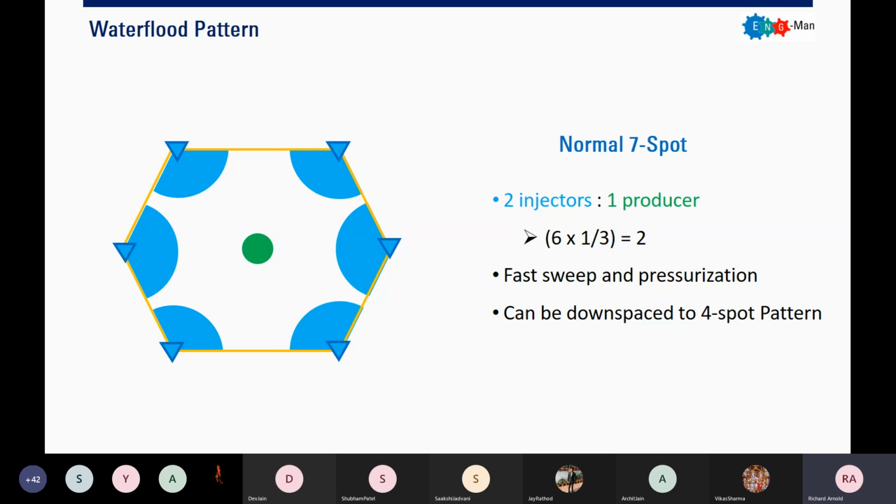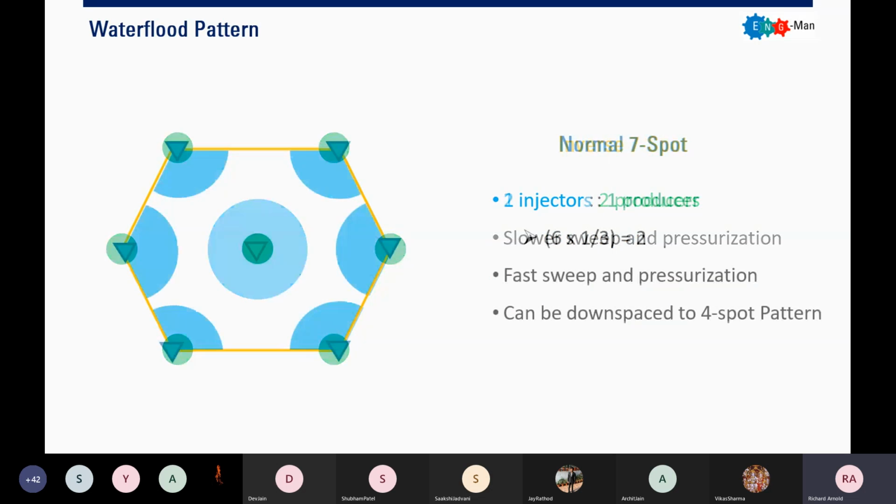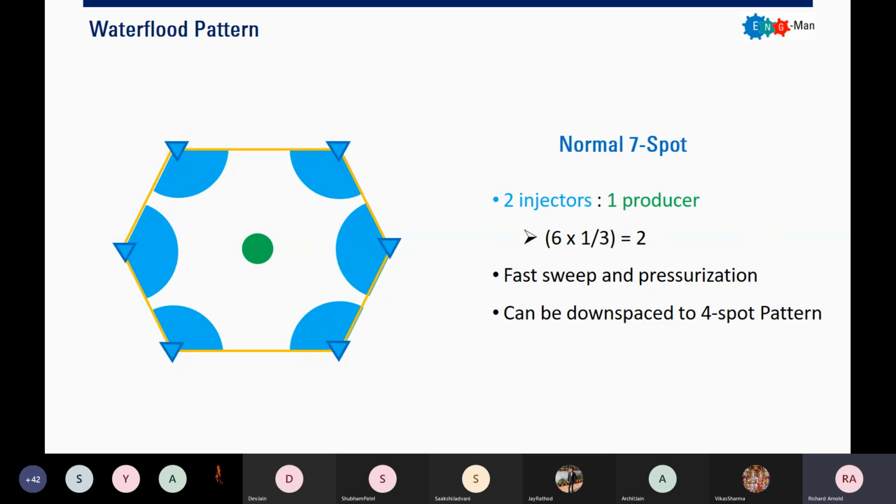And we can also do normal 7 spot, and of course it will give us 2 injectors with 1 producer ultimately. How can we get these 2 injectors? It's easy. 6 times 1/3 equals 2. So it will give us 2 by 1, higher injectors compared to the producer. So it will give us fast sweep and fast pressurization.